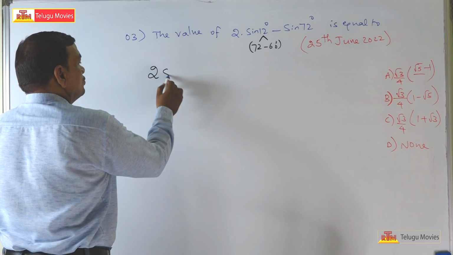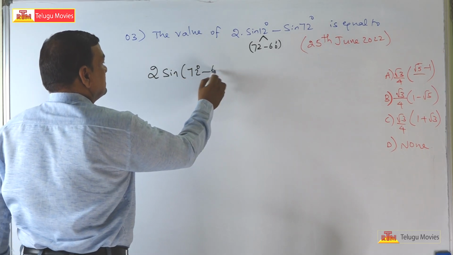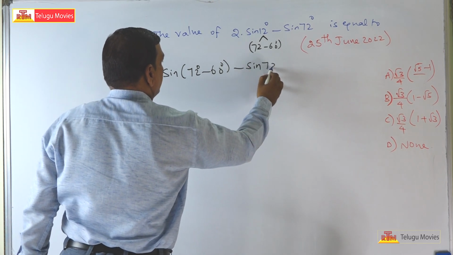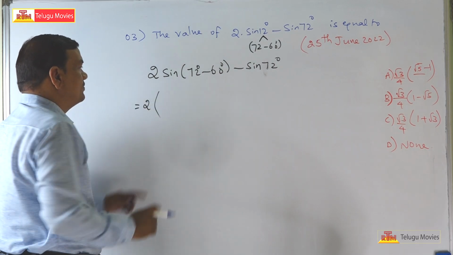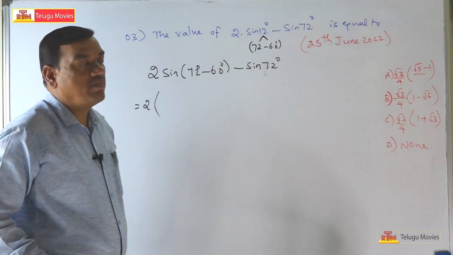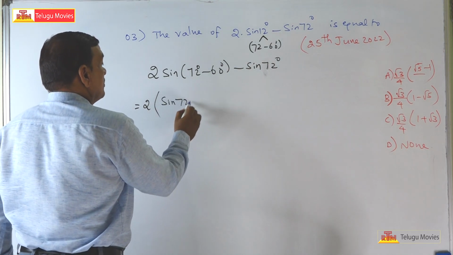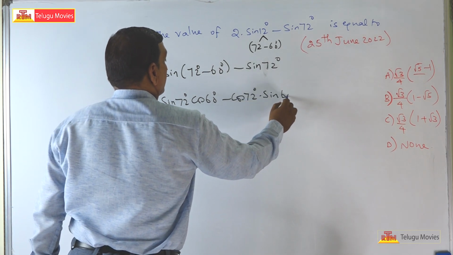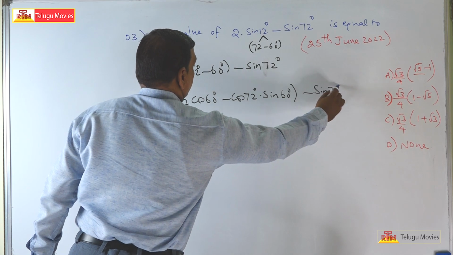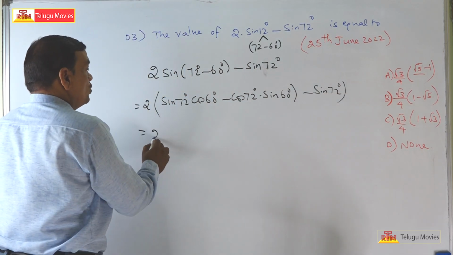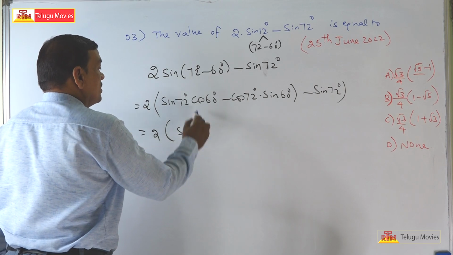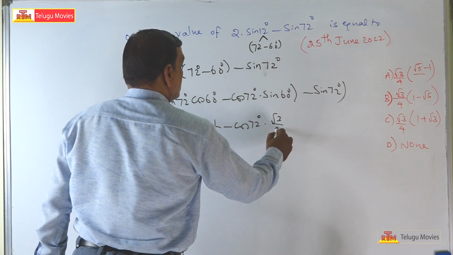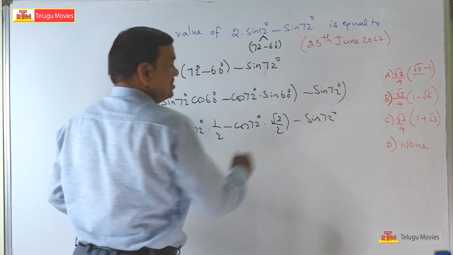So that is equal to 2 sin of (72 degrees minus 60 degrees) minus sin 72 degrees. This is 2 times sin of A minus B, using the sin of A minus B formula: sin A cos B minus cos A sin B, minus sin 72 degrees. So this is 2 times [sin 72 degrees times cos 60, which is 1 by 2, minus cos 72 degrees times sin 60, which is root 3 by 2], minus sin 72 degrees.